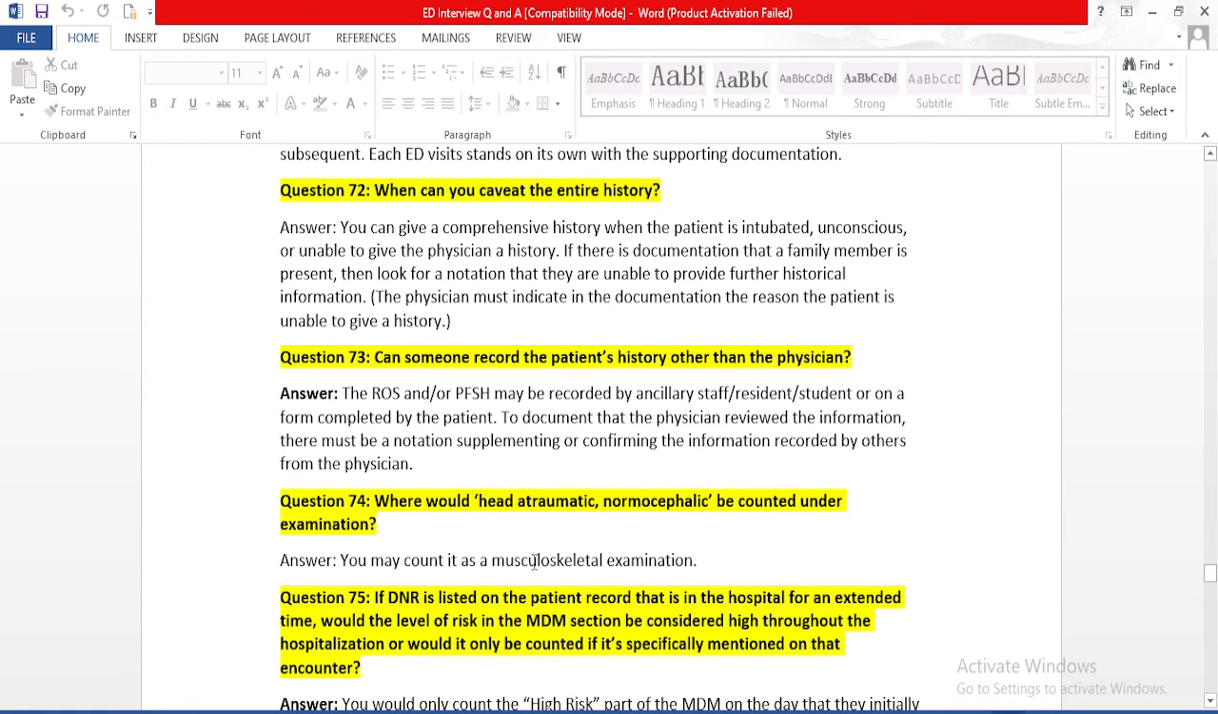Next question. When can you caveat the entire history? Answer. You can give a comprehensive history when the patient is intubated, unconscious, or unable to give the physician history. So based on the patient's condition, we can use the caveat. If there is documentation that a family member is present, then look for a notation that they are unable to provide further historical information. In those situations, we can caveat the history.